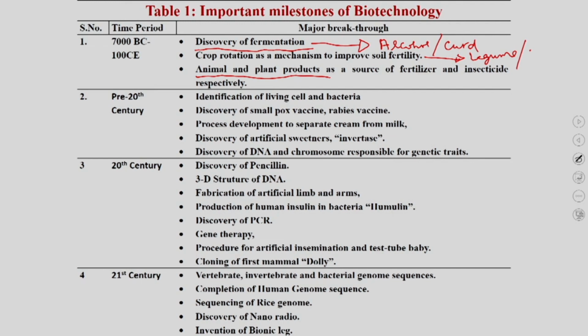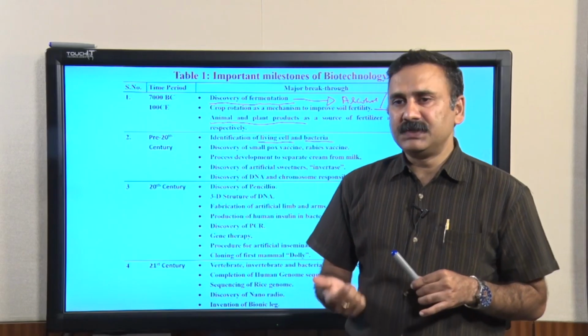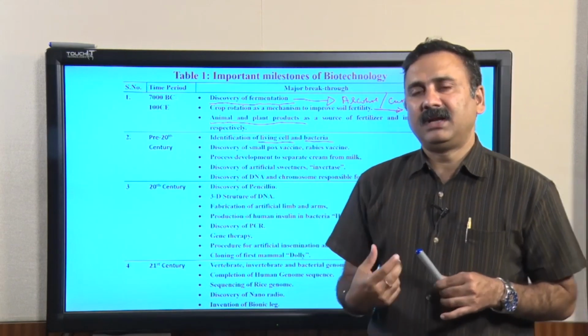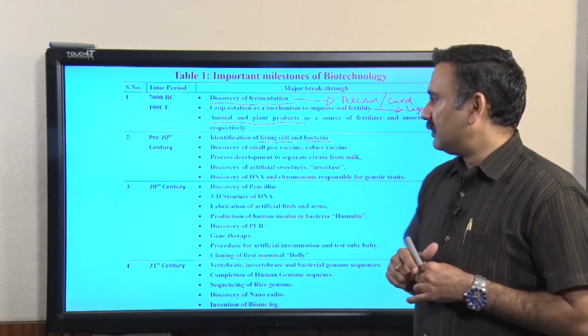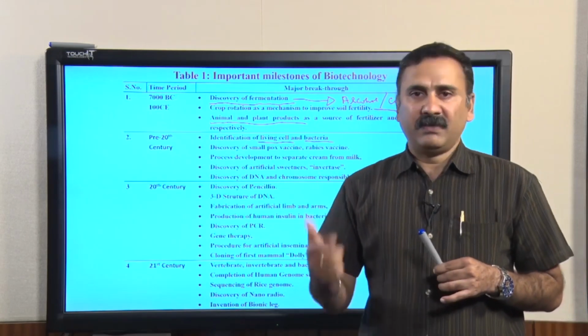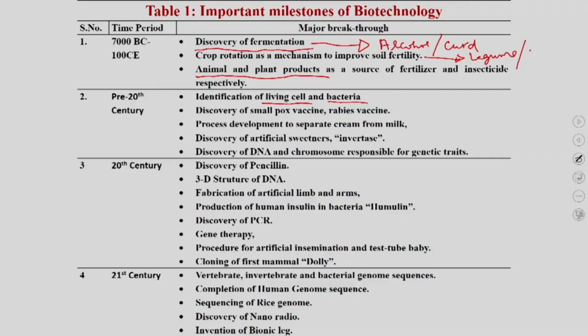Then in the pre-20th century they started developing living cells as well as identifying the bacteria. This helped them to utilize these living cells or bacteria for different types of applications. For example, they started developing the bacteria so they could use that for making curd or other kinds of fermentation products.